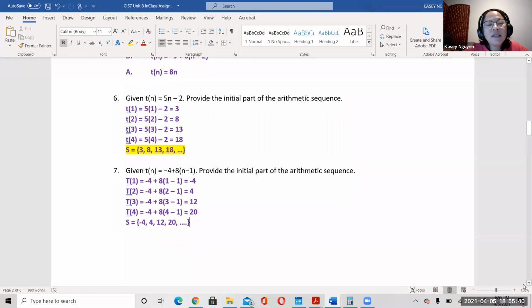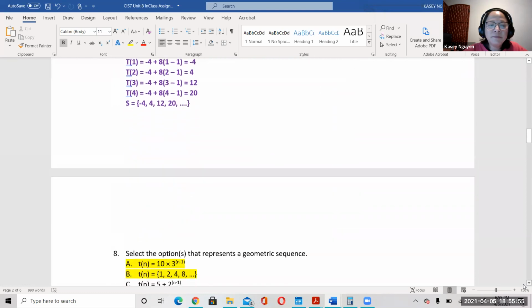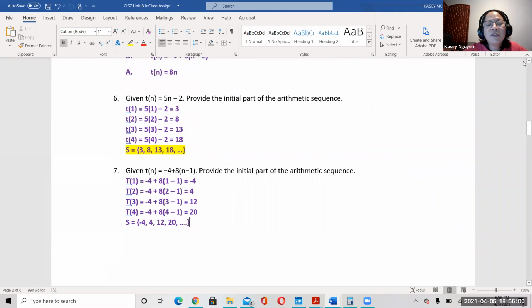Any questions with 6 or 7? We simply use the same technique that we have for 6, and we would do that for 7. Okay. So now we're going to transition to geometric, and then we'll do series.